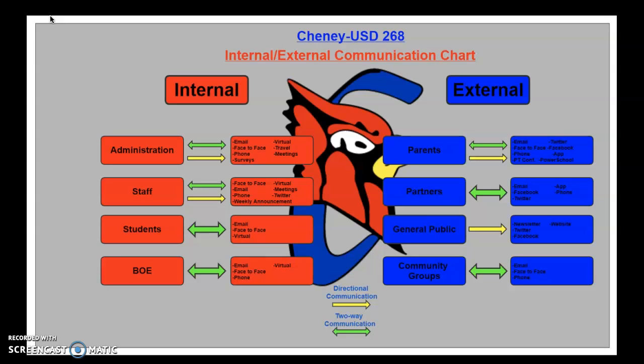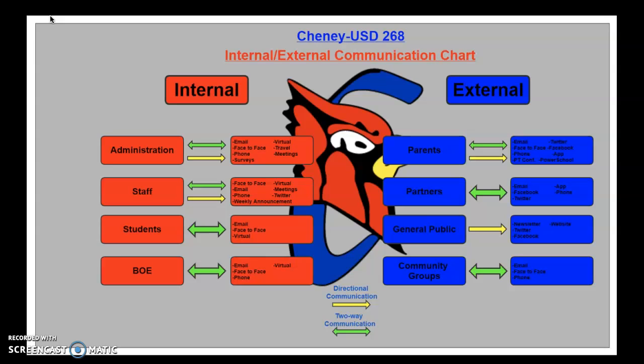I divided my chart into two types of communication, internal and external. Internal communication can be defined as communication channels transferring information in between a school official to other school members or persons within the organization. External communication can be defined as transferring information between a school and other stakeholders or persons outside of the school.